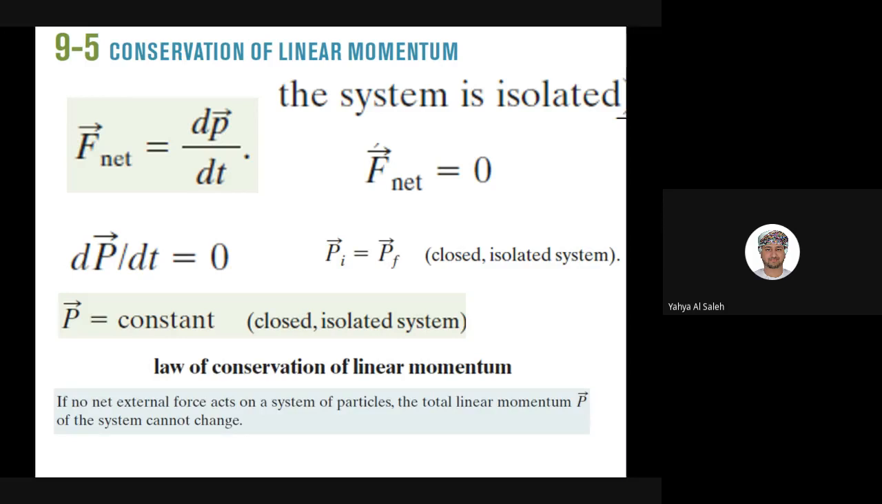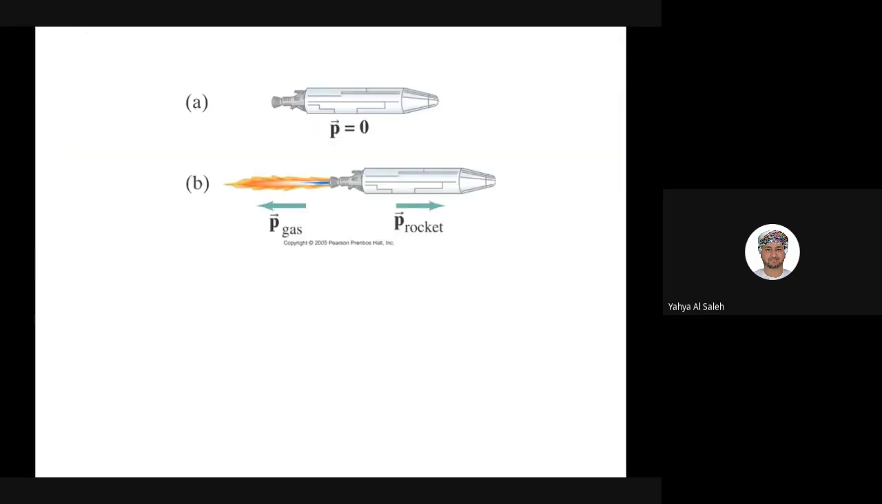If no net external force acts on a system, then the total linear momentum of the system cannot change. Before equals after. Just like energy, it can go from one form to another, from one body to another, but the total needs to remain the same. Let's take the example of a rocket.